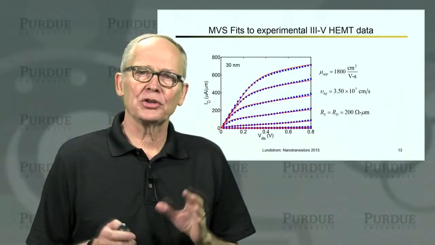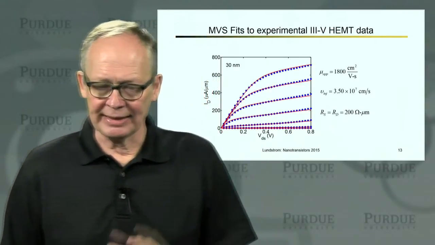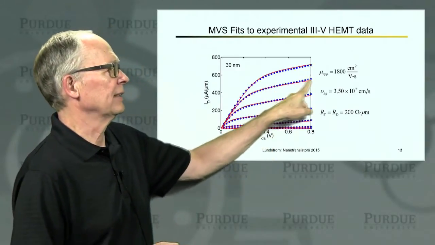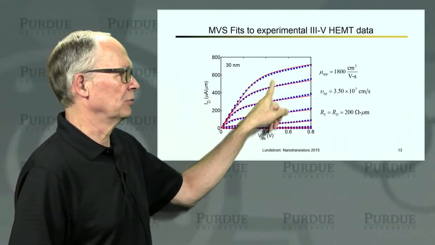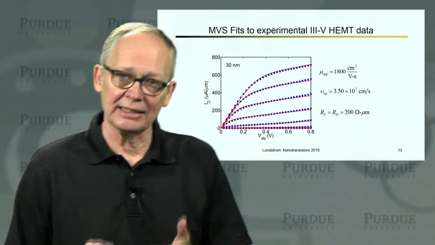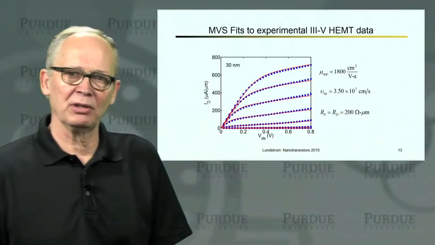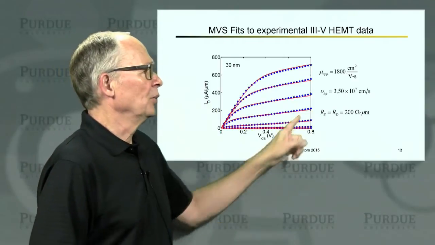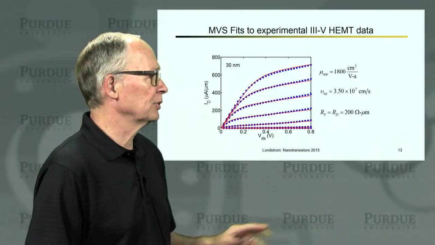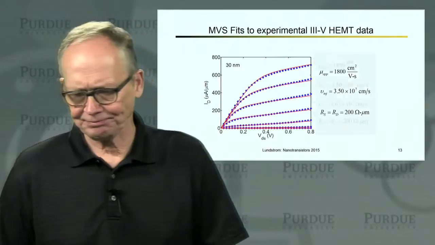All right, let's turn to the 3.5 data and take a look at it. Again, we can take the measured data. These are the measured output characteristics, the dots, and the MVS fit are the red lines. We see again that the MVS model produces a nice fit to the experimental data. We extract from this fit an apparent mobility of 1800. We extract an injection velocity of 3.5 times 10 to the 7th centimeters per second, and we also extract the series resistances at the source and the drain.